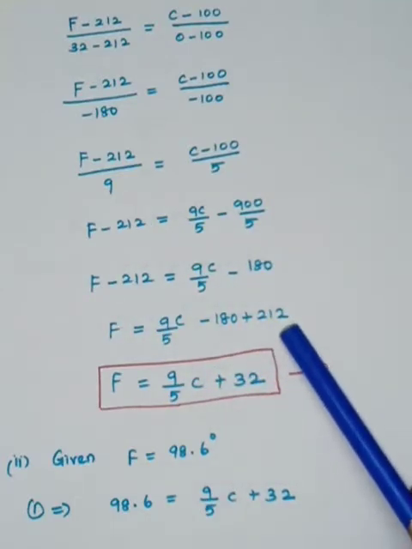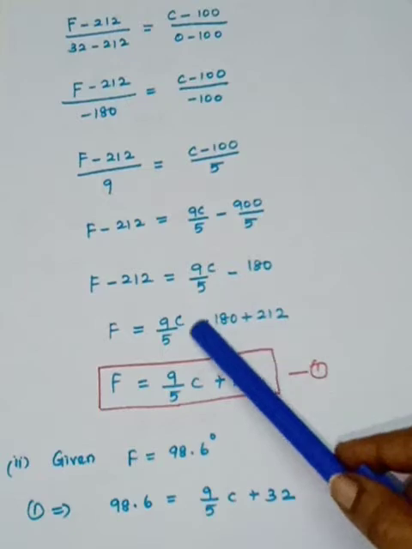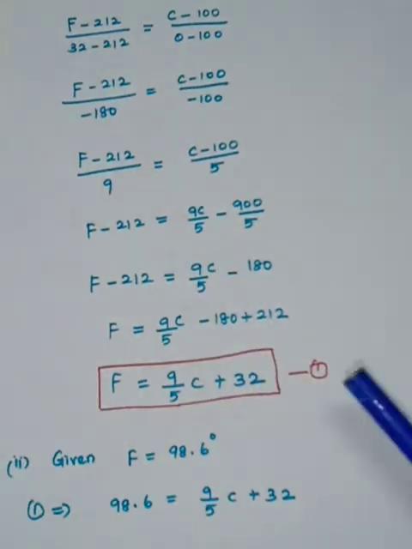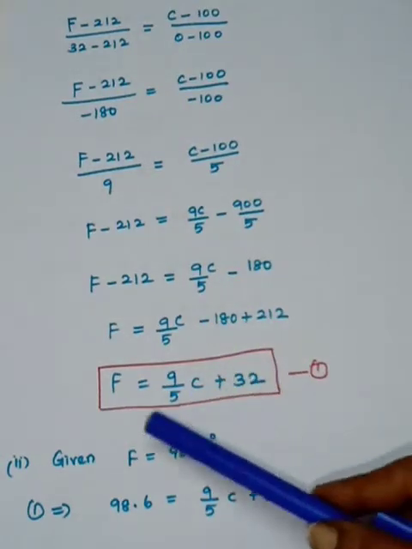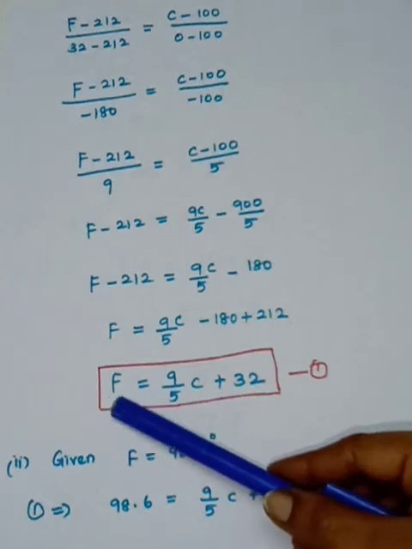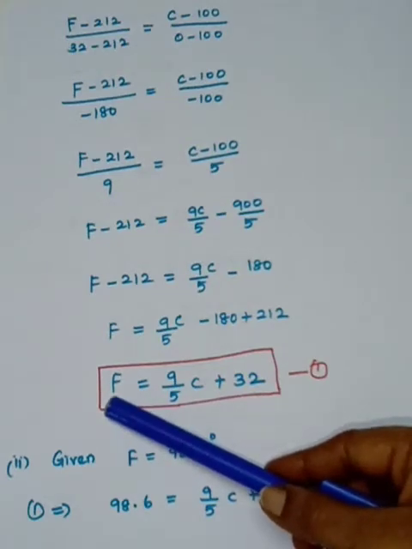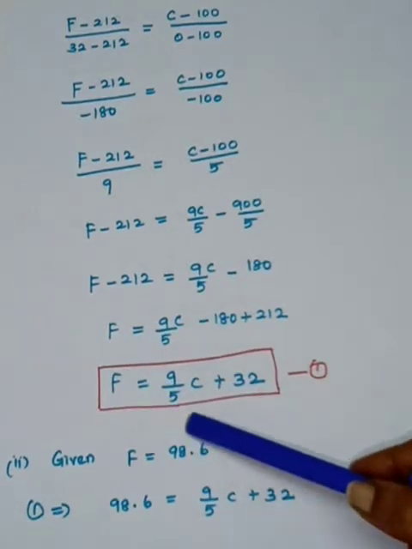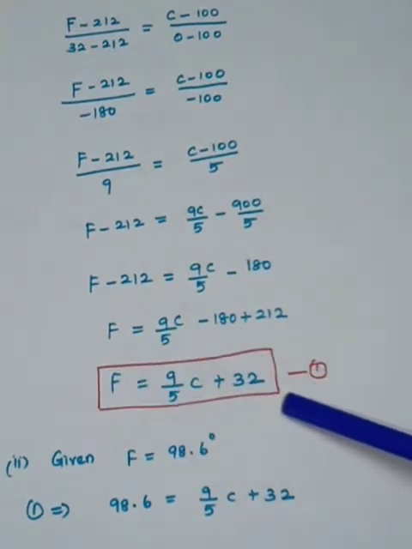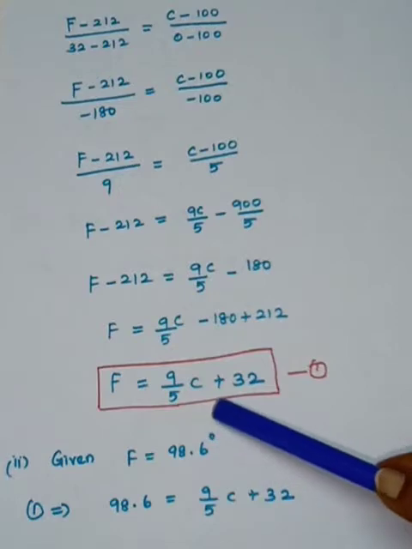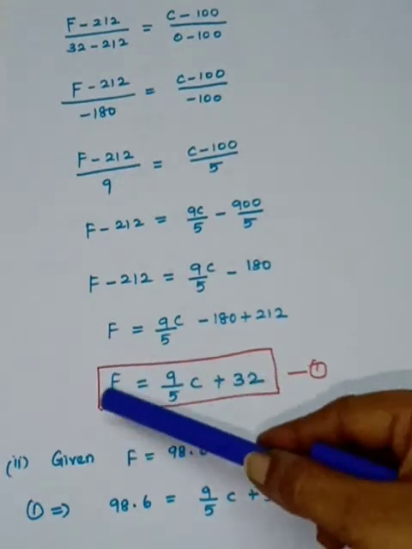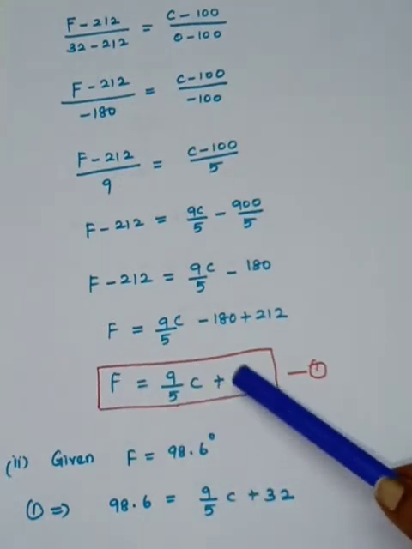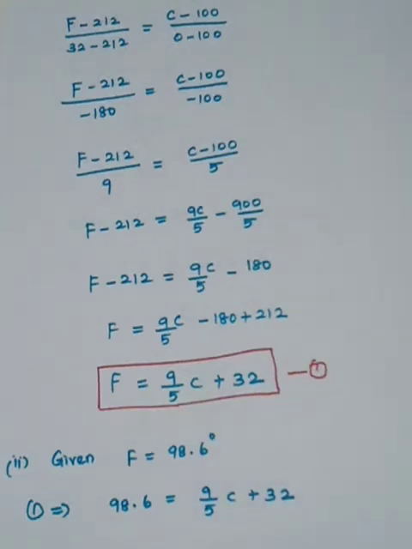Here the minus 212, you can take it to the other side. It is plus 212. If you simplify minus 180 plus 212, you will get the answer as 32. So here you see that in the left side you are having Fahrenheit, that is F, and in the right side you are having Celsius. So it's a linear equation. It shows the relationship between Fahrenheit and Celsius. So it is the equation of the linear terms.